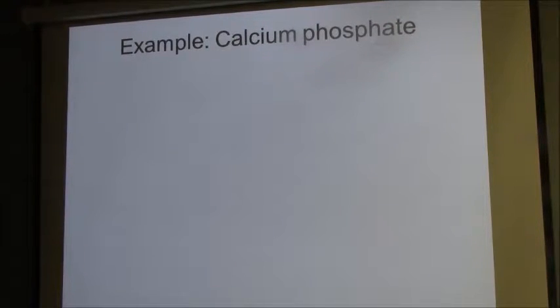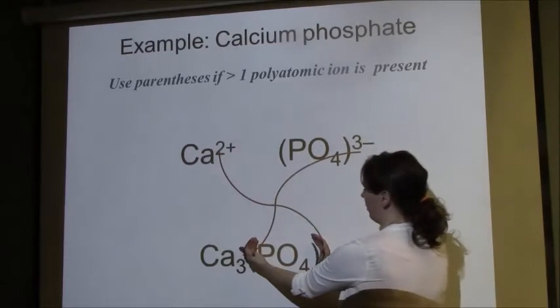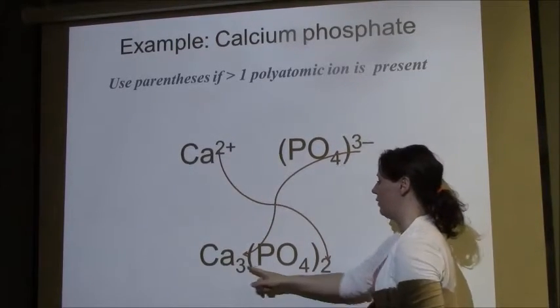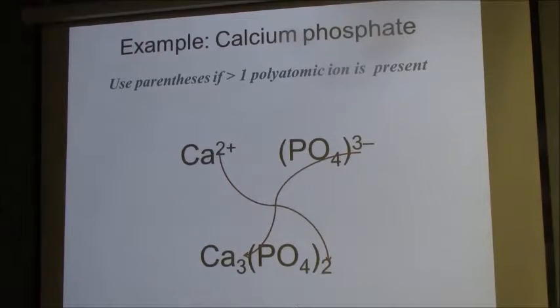And the crisscross method still works when you write formulas involving polyatomic ions. So if I said, what's the formula for calcium phosphate? Calcium is +2, phosphate is -3. So superscript here becomes subscript here, superscript here becomes subscript here. Now you need to put that polyatomic ion in parentheses to tell the reader that you've got 2 phosphates for every 3 calciums. If there's only 1 of that polyatomic ion, then you don't need those parentheses. But here, because that subscript is 2, you need parentheses around phosphate.